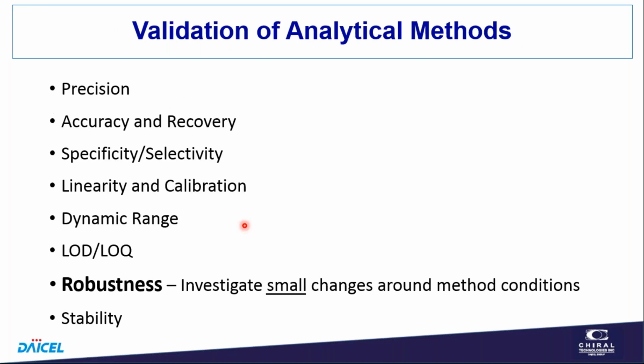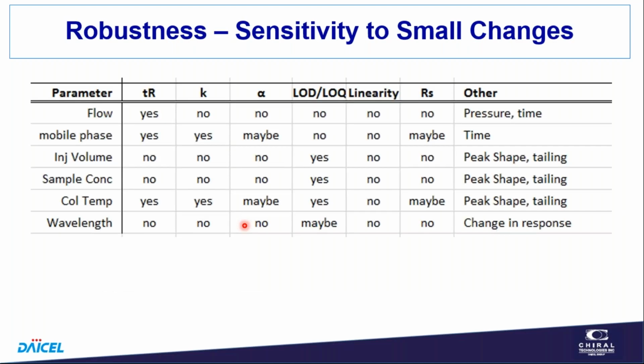So robustness investigates small changes around method conditions. I'm going to talk about big changes for making the method robust later, but as far as validation, we want to see what kind of small changes matter. If one instrument to the other has a small difference in the flow, or the mixing of the mobile phase, or the injector, or the calibration of the wavelengths, do they make a quantitative change in the results?